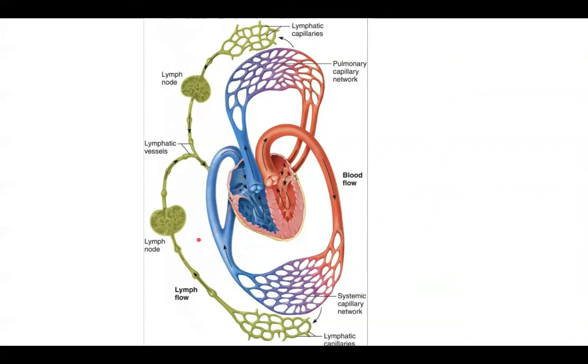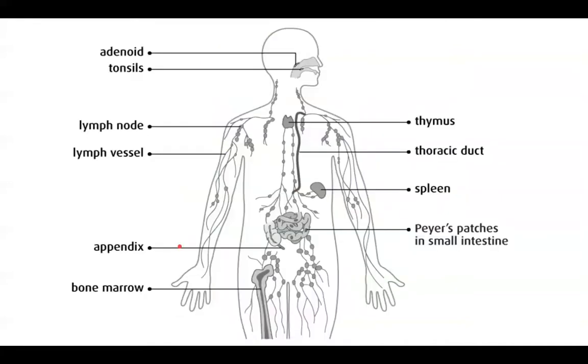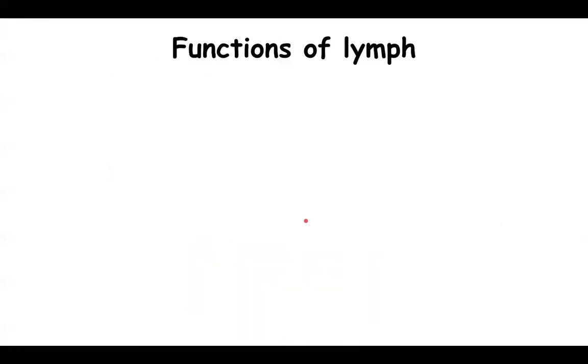Again, the blood plasma and WBCs will ooze out of the blood capillaries and again become a part of the lymph. So in this way, the nutrients and the waste material are also circulated via the lymph. So these are the various lymph nodes and the various lymph glands which are found in the body. So lymph, as I told you earlier, is extremely important for providing protection and immunity against a number of diseases.